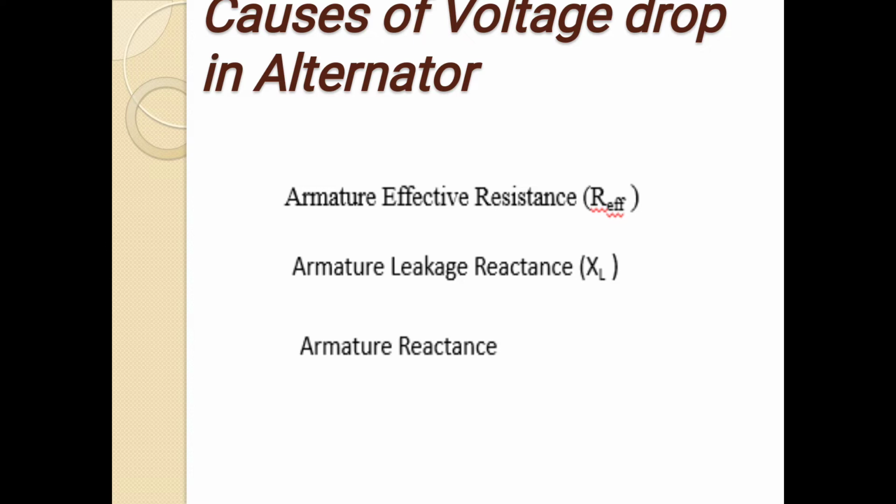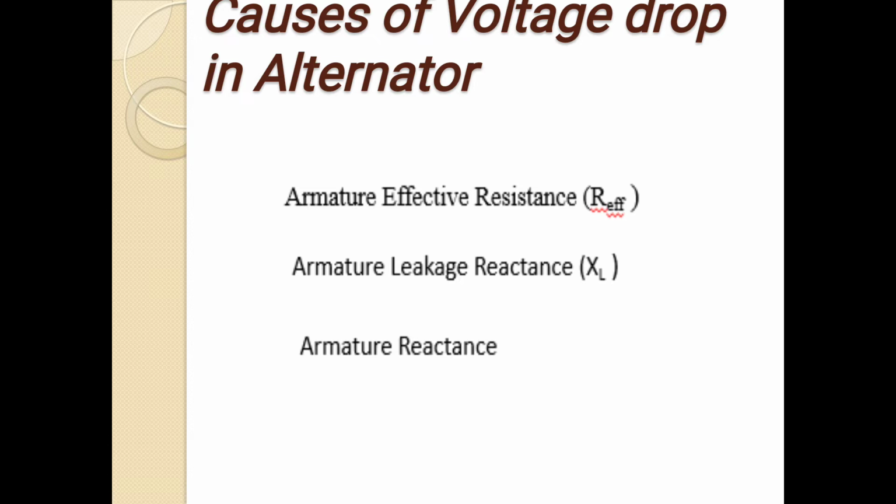Due to the current through the field winding, that is called main flux. Due to the current through the armature winding, that is called armature flux. The effect of armature flux on main flux is known as armature reaction.